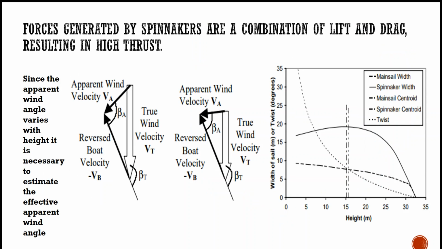Since the apparent wind angle varies with height, it's necessary to estimate the effective apparent wind angle. So analysis of a pair of typical sails shows that the centroid of area, as shown in the graph, is about halfway up the 32-meter sail. At this height, the apparent wind angle is about 8 degrees less than that at the masthead.